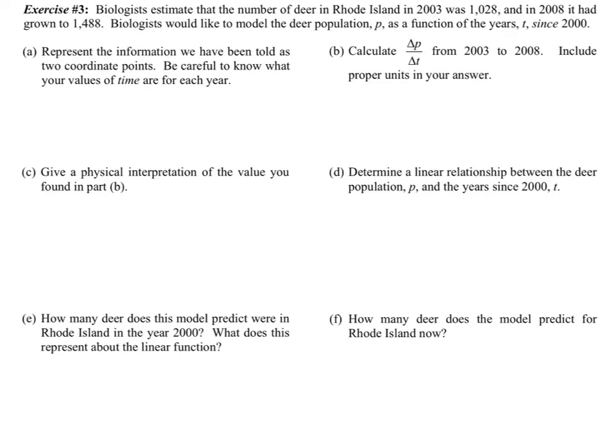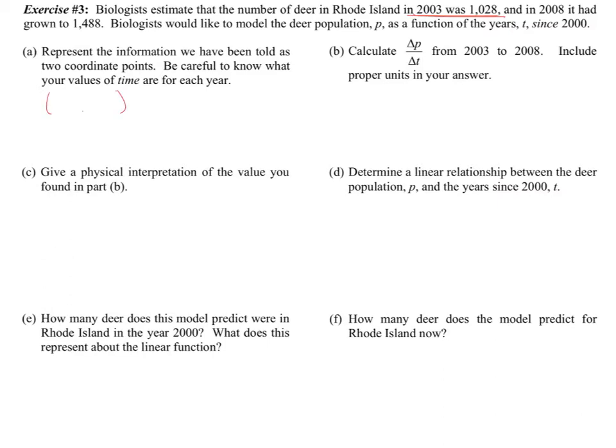Biologists estimate that the number of deer in Rhode Island in 2003 was 1,028, and in 2008 it had grown to 1,488. Biologists would like to model the deer population P as a function of the years T since 2000. So represent the information we have been told as 2 coordinate points. So here's our first coordinate point.